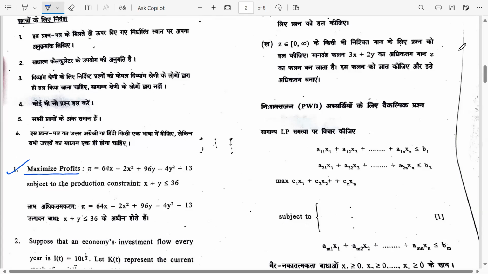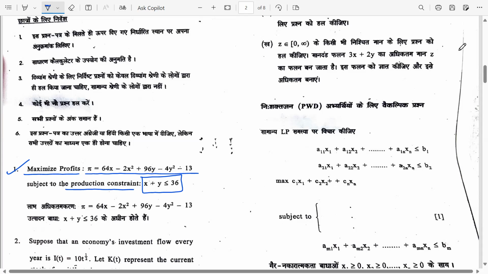Maximize profits, where we are given the profit function as a function of the outputs x and y. X and y denote the outputs of good x and good y respectively, subject to the production constraint x plus y less than equal to 36. Okay, so it's a simple profit maximization problem and it's a constraint optimization problem because we need to maximize profits subject to a given constraint.